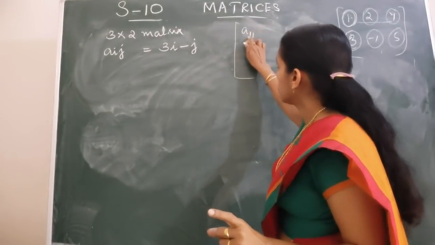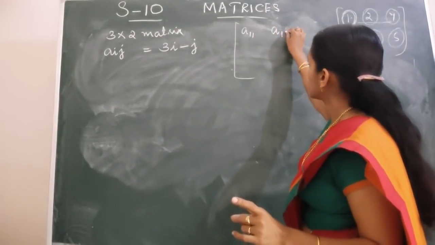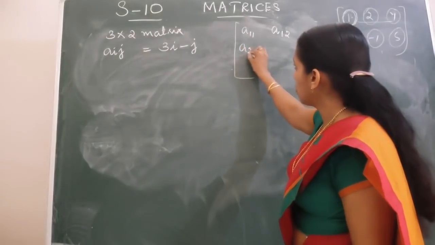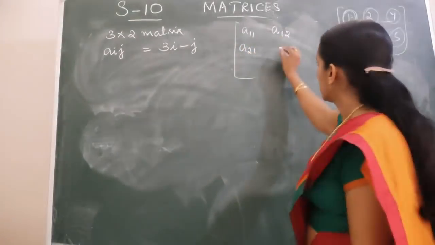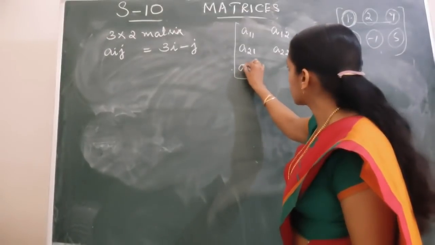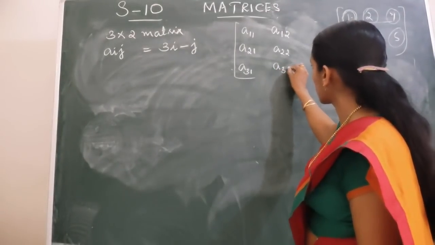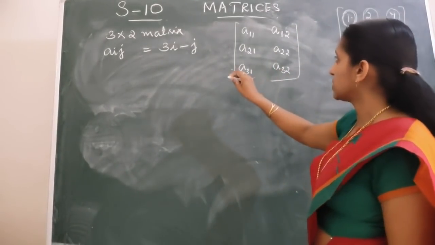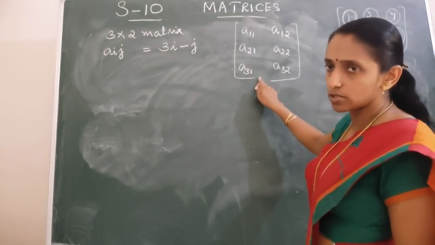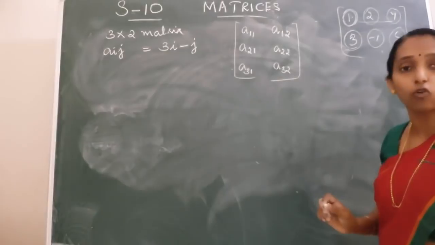A11. First row, first column. First row, second column. As we need 2 columns only, this is over. Second row, first column. Second row, second column. Okay. Third row, first column. Third row, second column. Did you get a 3 by 2 matrix? 3 rows, 1, 2, 3, and 2 columns. We got the 3 by 2 matrix required form.